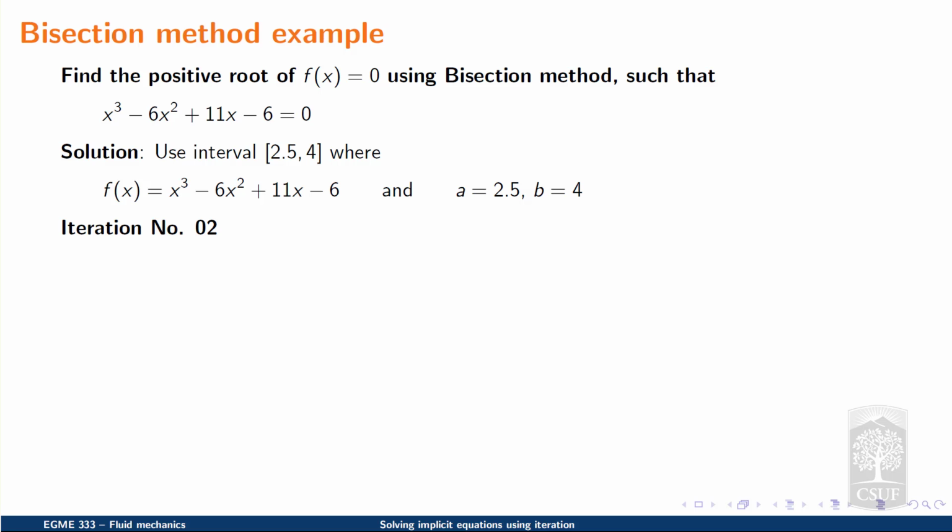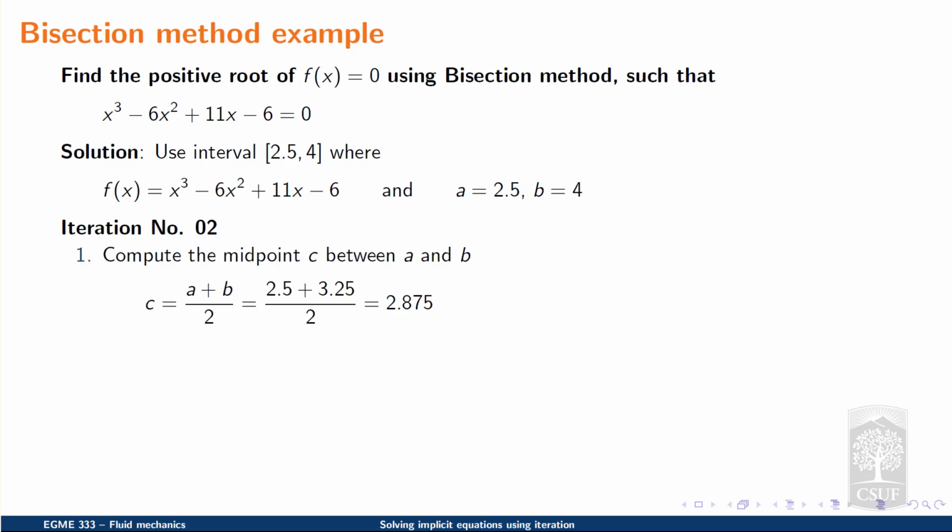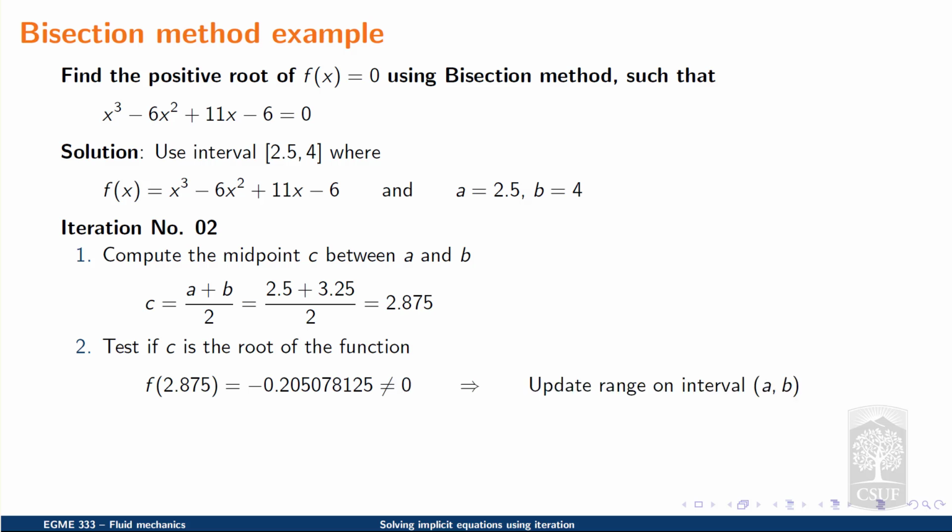So again, we'll start the new iteration by computing the new midpoint c between a, b. So again, c is equal to a plus b over 2. So we take the average of 2.5 and 3.25, which gives us 2.875. We test again to see if this new value c is the root of the function f, where f of 2.875 is equal to negative 0.205078125. Again, this is not a root of a function, so we have to update the interval a, b.